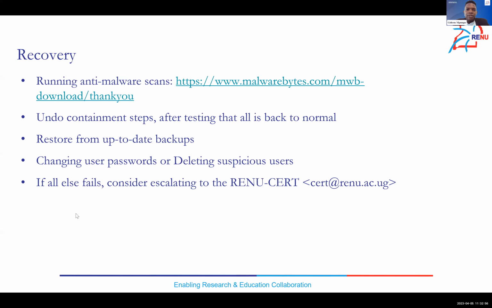Okay, Ramadan has something to add. You can go ahead. I wanted to ask, still on the issue of email, you get alerts that a suspicious login was made on a particular email from an unknown device. Would that be a cause for alarm?